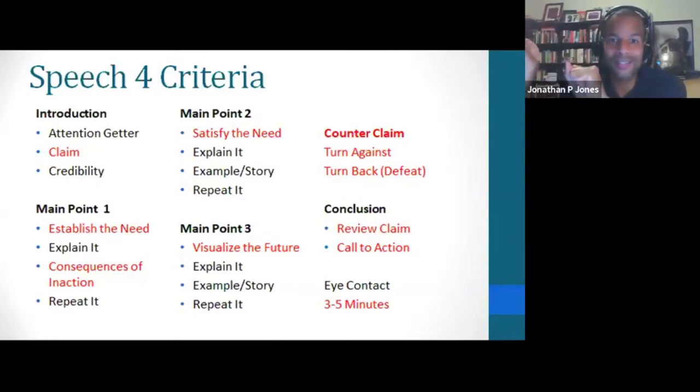Some people think this, but they are wrong because, okay, both of those parts, the turn against and the turn back. The conclusion's got to have a review of the claim, and you've got to have a call to action, and you're doing this in 3 to 5 minutes, and that is speech number 4, okay? 7.5 points on your grade. This is like our practice version where we're figuring out the persuasive structure of this Monroe's motivated sequence and getting an understanding of that. And then we're going to do a bigger version of it for speech 5. But the structure will be as I've described it here.